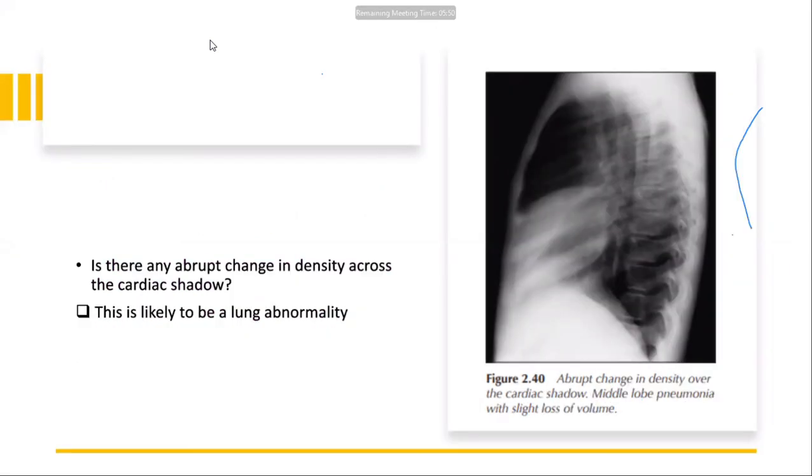Number 4: is there any abrupt change in density across the cardiac shadow? I have already said that if this is seen, it is likely to be a lung abnormality. Here you can see the retrosternal clear space, but if you look at the heart, this part is quite lucent, but this part is more opaque. So there is something there. You can see the horizontal fissure and the lateral fissure, so it most likely represents the middle lobe. That means middle lobe pneumonia with slight loss of volume.